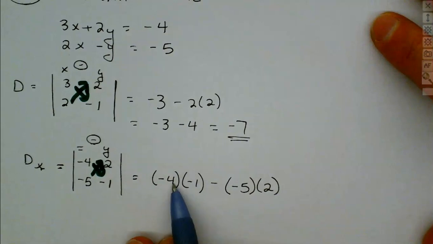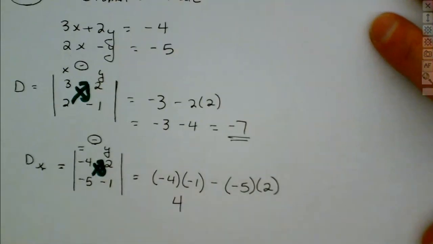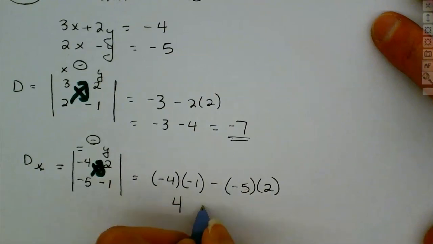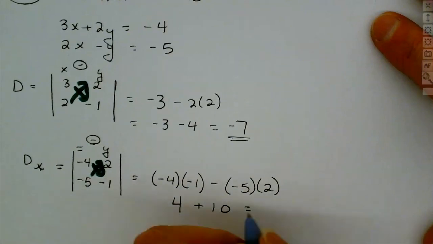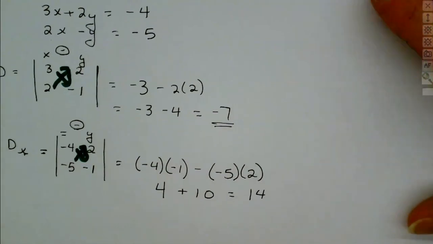Well, negative 4 times negative 1. Negative and negative makes it a positive 4. Okay, over here we have 5 times 2. It's a negative, so that's a negative 10. But we have a negative here, so that makes it a positive 10. Putting them together, what do we get? 14. Now we can go ahead and find our x.